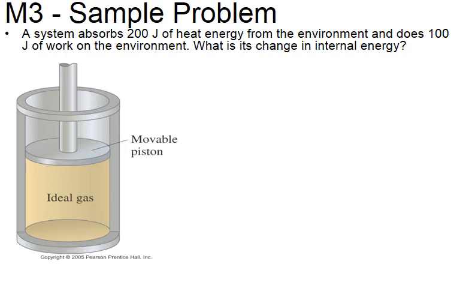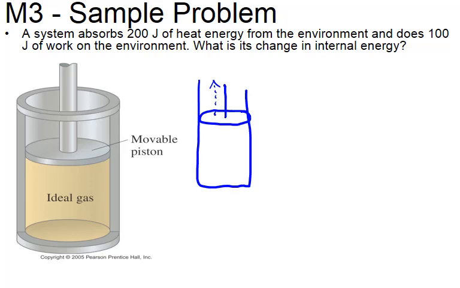So with this one, the system absorbs 200 joules of heat from the environment and does 100 joules of work on the environment. So it expands. What is the change in internal energy? As you draw these out, you can just draw a simple one like this, where you have the piston inside the cylinder, and the gas is expanding, so the piston goes upwards.